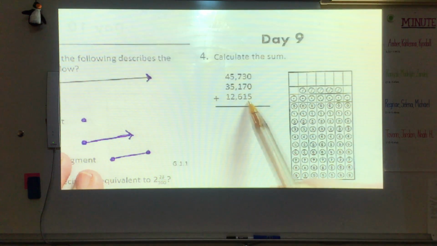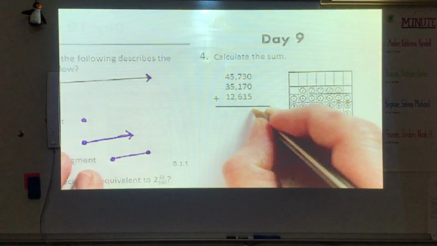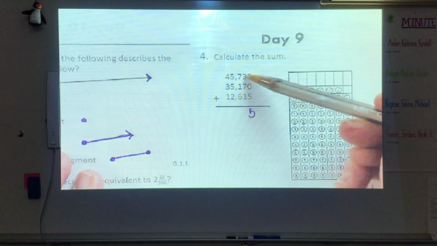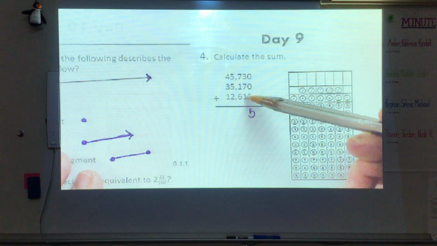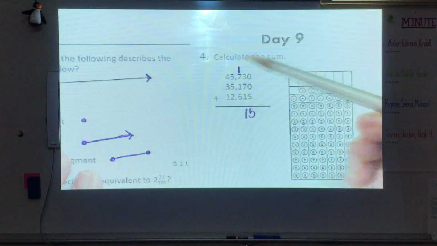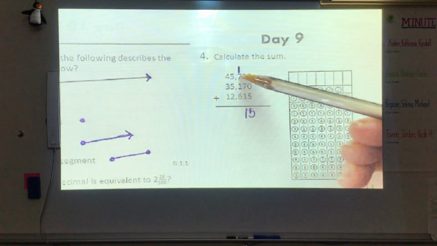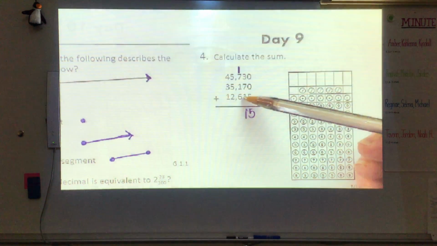All right, so 5 plus 0 plus 0 is 5. And 3 plus 7 is 10. Plus 1 is 11. So put 1 and carry 1. 1 plus 7 is 8. Plus 1 is 9. Plus 6 is 15.